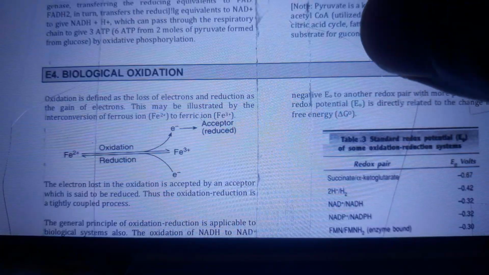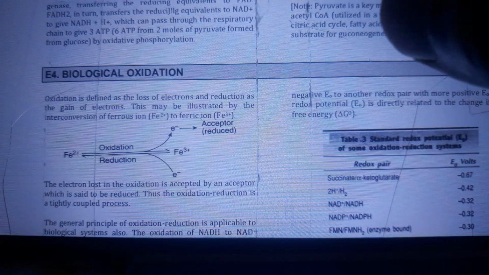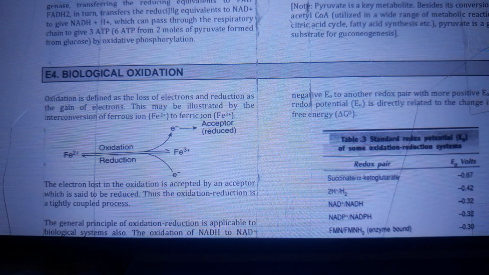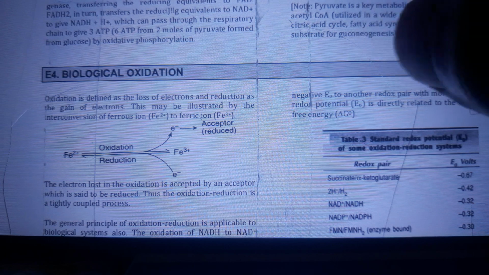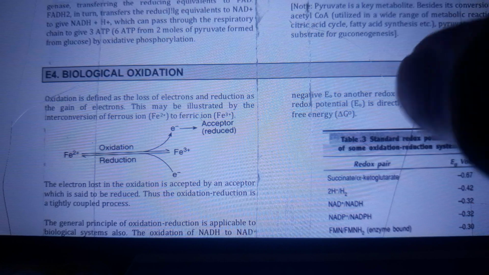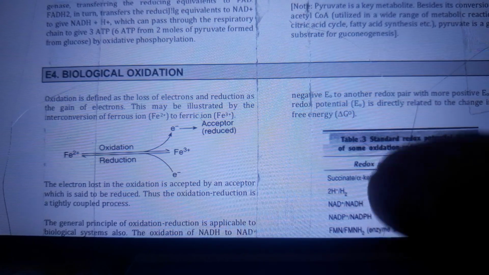Pyruvate is a key metabolite. Besides its conversion to acetyl-CoA, utilized in a wide range of metabolic reactions such as the citric acid cycle, fatty acid synthesis, etc., pyruvate is a good substrate for gluconeogenesis.